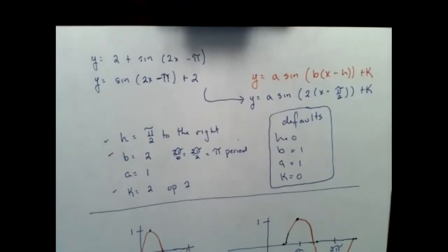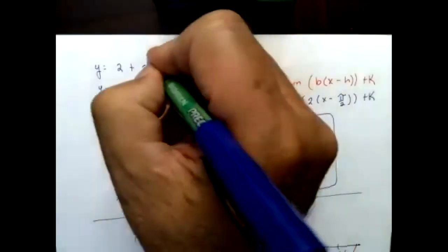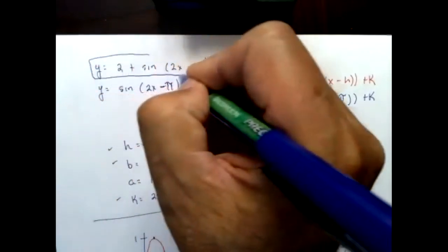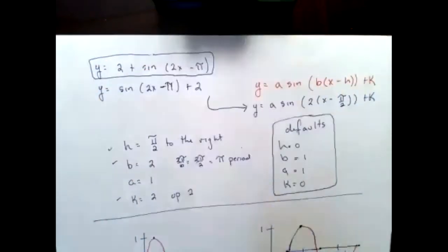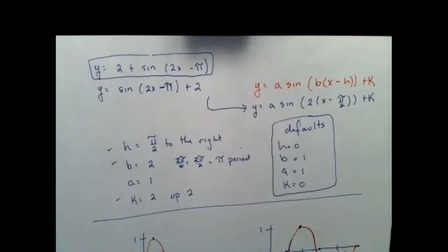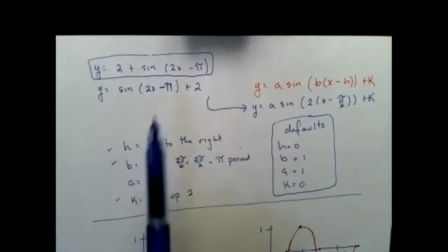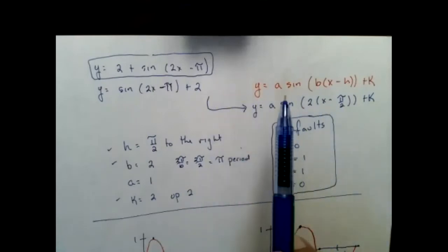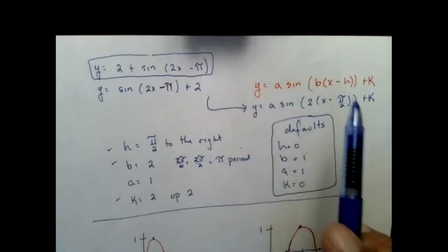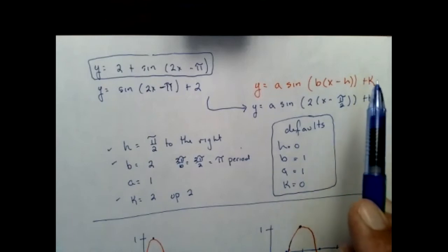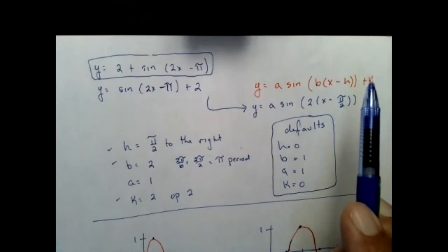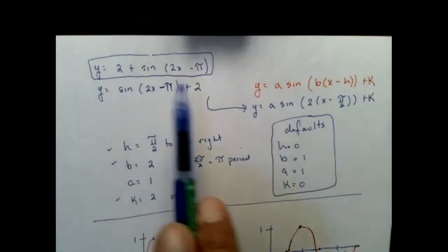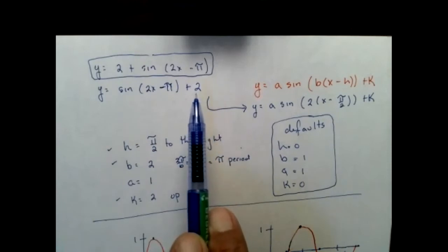So today we started with this problem. Y equals 2 plus the sine of 2x minus pi. And you'll see this sometimes in my math lab or in the textbook. And they also talk about the standard form. And one of the things that we need to remember with the standard form is we like seeing the plus k on the end. So the first thing I did was move the 2 over.